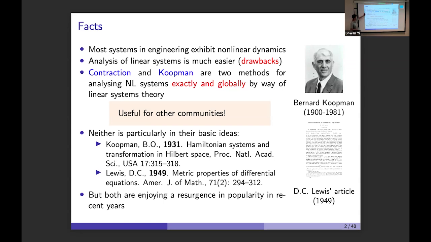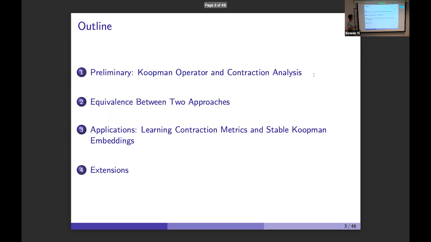Actually, neither contraction analysis nor Koopman is particularly new in its basic idea. The Koopman operator may go back about a century ago, and contraction analysis was first employed in Lewis' paper, also maybe 80 years ago. But at the moment, both of them are enjoying a resurgence in popularity in recent years.